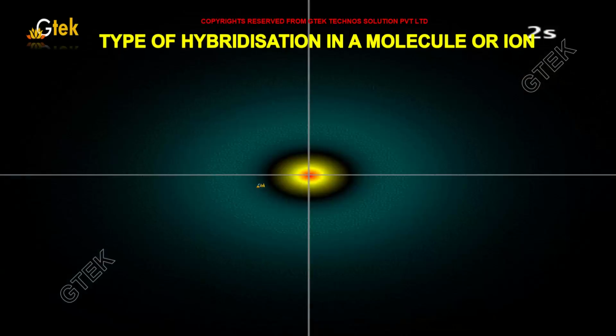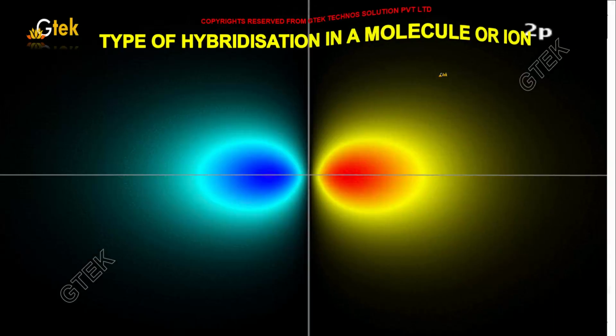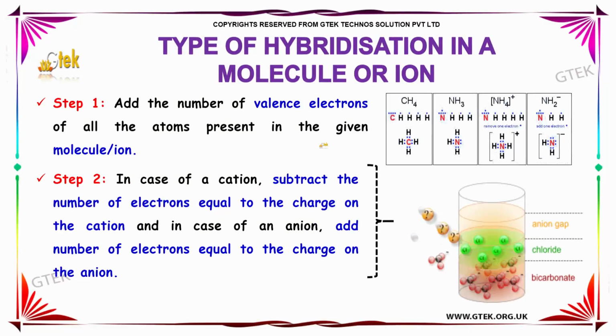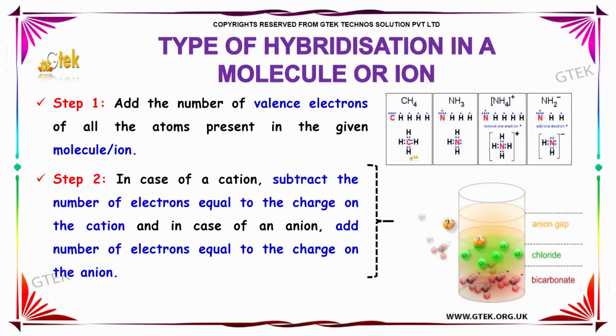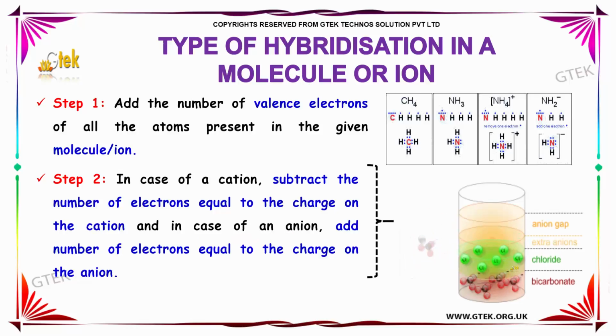Let's talk about the types of hybridization in a molecule or ion. Step 1. Add the number of valence electrons of all the atoms present in the given molecule or ion. That's one thing. In case of a cation, subtract the number of electrons equal to the charge of the cation, and in case of an anion, add number of electrons equal to the charge of the anion.